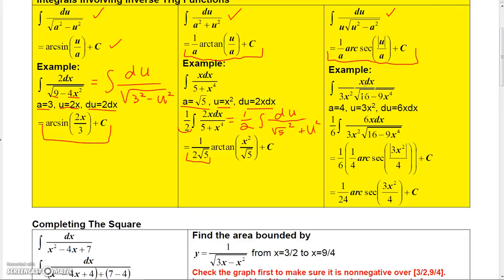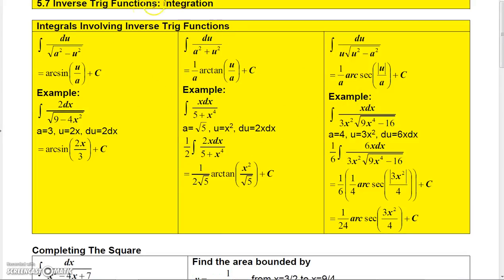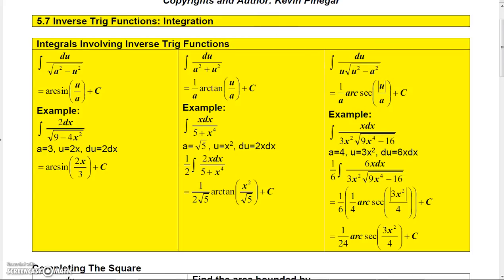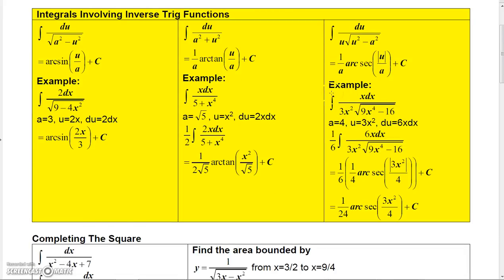Okay, so on this one, if you'll notice in the square root, 16 can be thought of as 4 squared. Okay, I had my example written backwards there, so I had to fix that real quick. Alright, so actually this integral is, if you look in the denominator, you've got the square root. If you let u be 3x squared, then 9x to the fourth represents u squared.